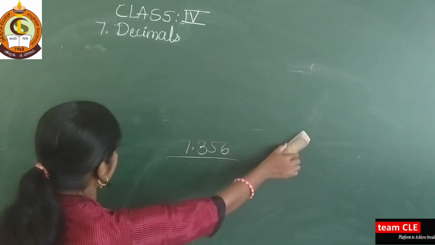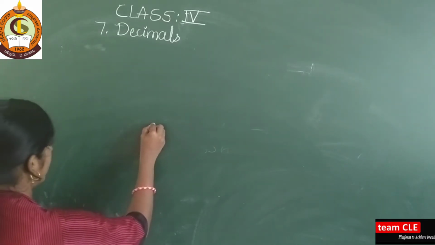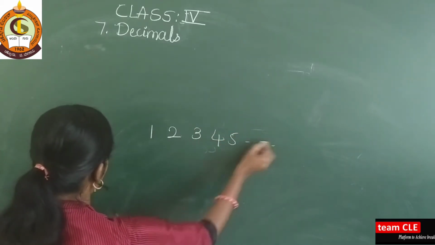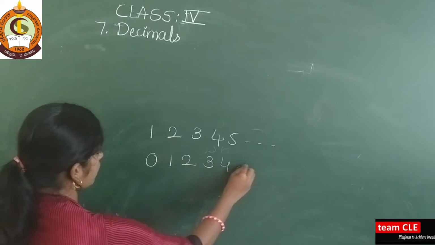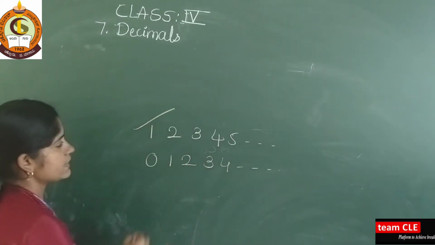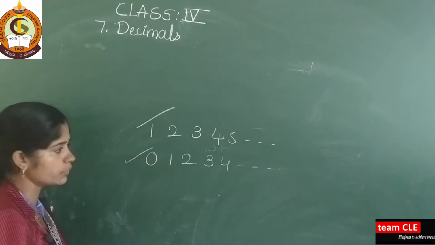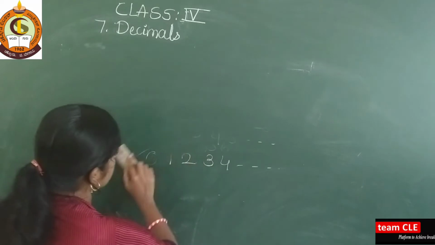Before that I will take one example. Already you know about whole numbers. Natural numbers mean 1, 2, 3, 4, 5, and so on. Whole numbers mean 0, 1, 2, 3, 4, and so on. Natural numbers start with 1 and whole numbers start with 0. Including 0, all natural numbers are whole numbers. Then what are these decimals?